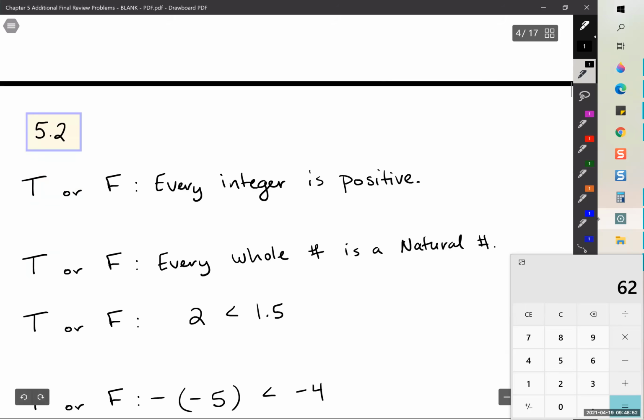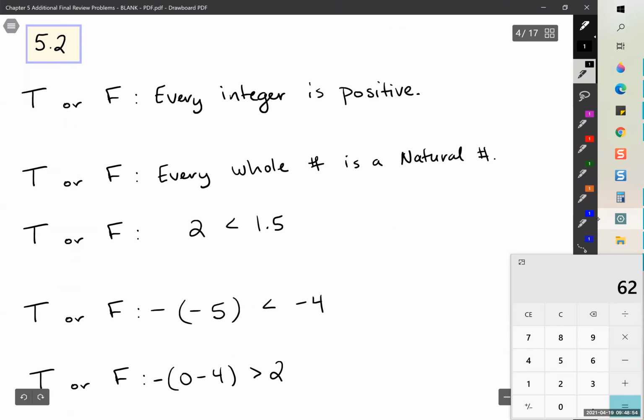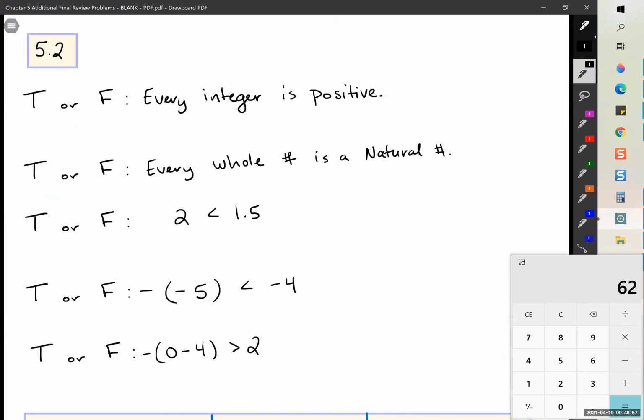Okay. Now beginning 5.2 material, if y'all would attempt these true falses on the screen after a minute or so, we'll discuss them.